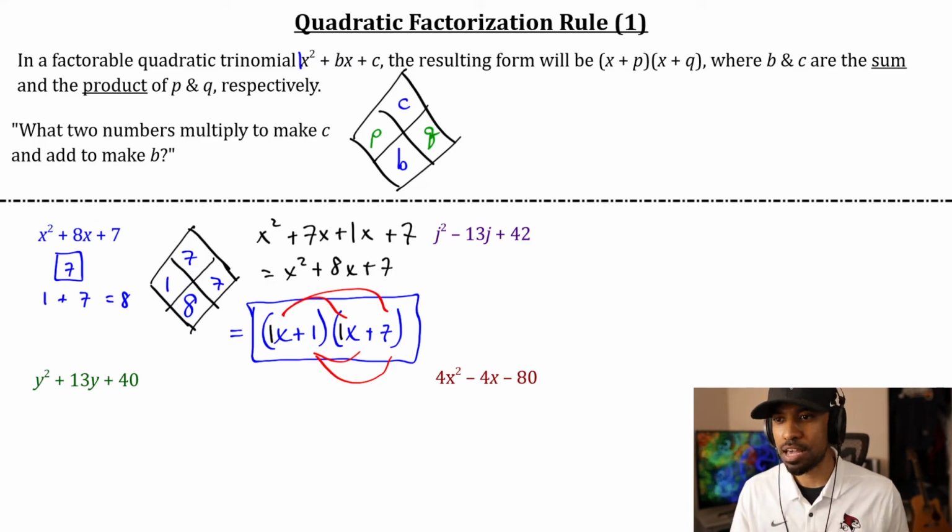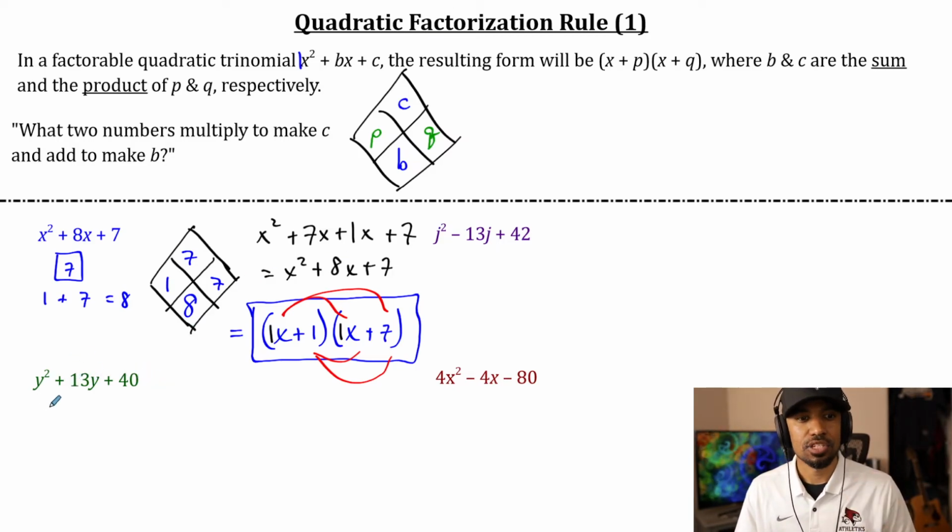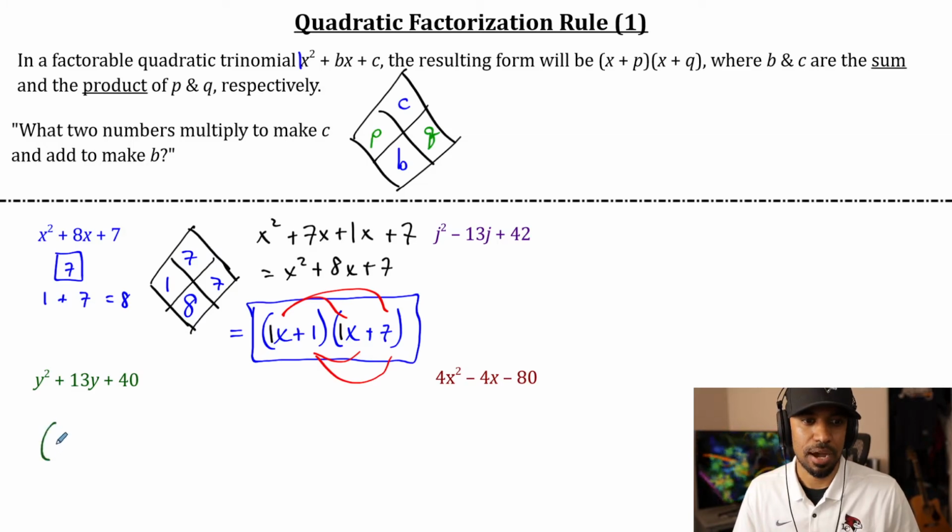All right, now I get to move faster for the next problems here. So let's go ahead to the second one. y squared plus 13y plus 40. Now this time, when we break this thing down, keep in mind it's going to be a y something and a y something here and here, if that kind of makes sense.